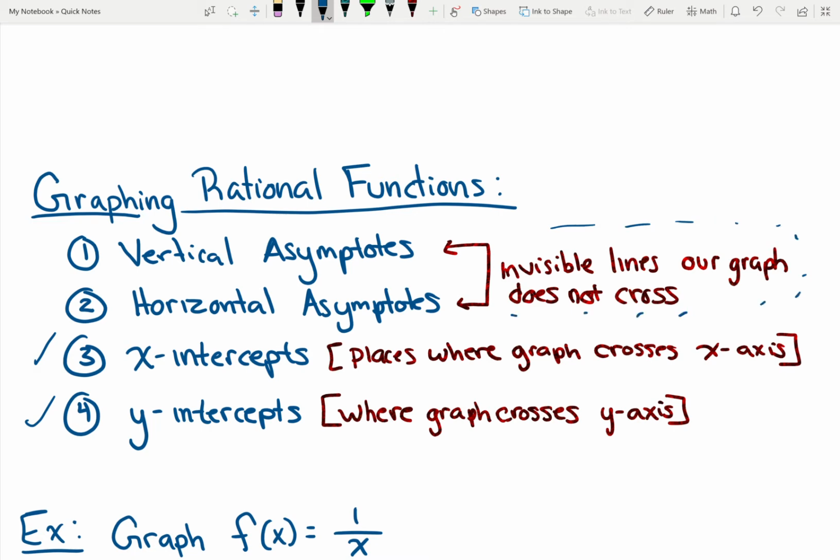Now, our x-intercepts. What are our x-intercepts? Well, they're places where our graph crosses the x-axis. And y-intercept, guess what? That's where our graph crosses the y-axis.